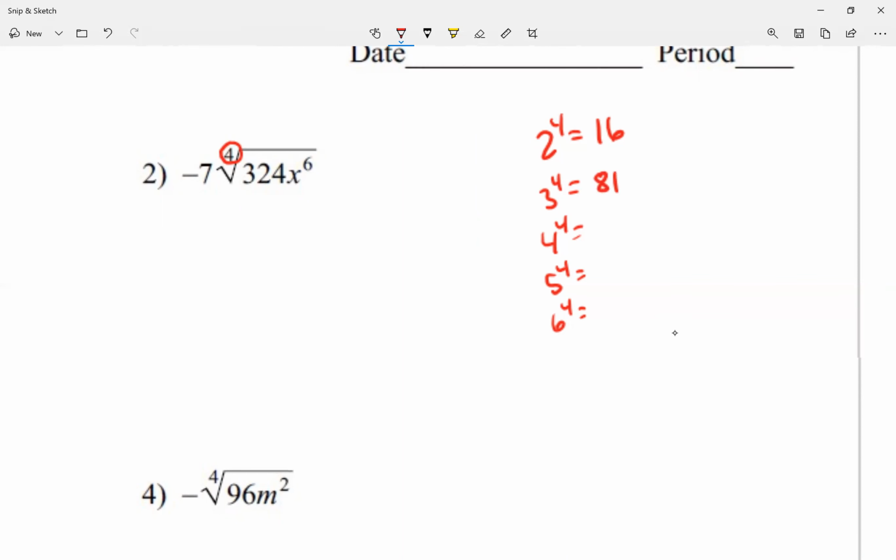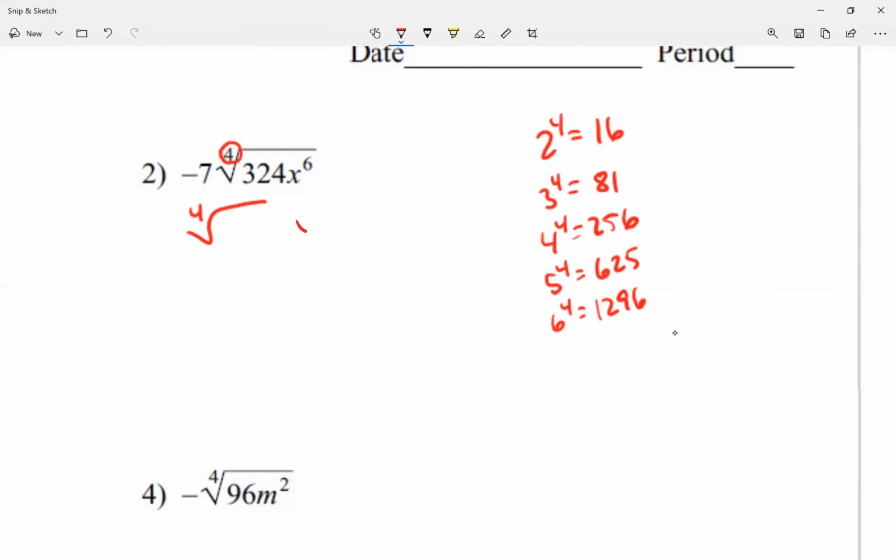Multiply 3 times 3 times 3 times 3. 4 to the fourth is 256. 5 to the fourth is 625. And 6 to the fourth is 1,296. All right, so now I'm looking at my radical.